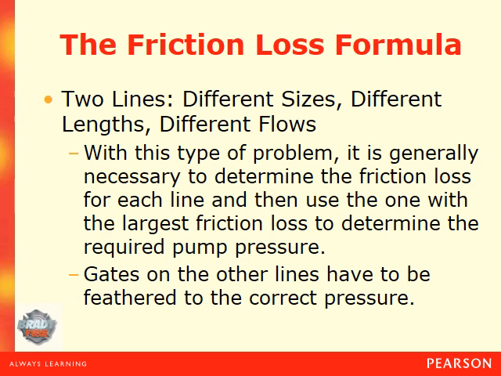So, two lines now with different sizes, different lengths, and different flows. With this type of problem, it is generally necessary to determine the friction loss for each line and then use the one with the largest friction loss to determine the required pump discharge pressure. Then, correspondingly, the other lines have to be feathered back to the correct pressure.